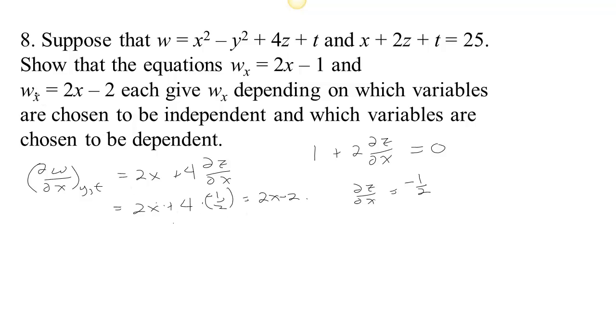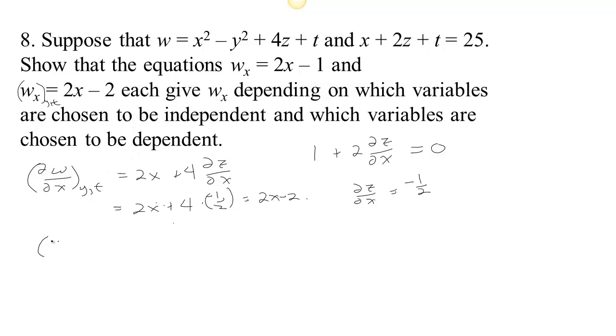Oh, so we see that w sub x, the partial with respect to x, is 2x minus 2 in the case where y and t are independent. So this is what they mean when they say wx is 2x minus 2. It must be when you treat y and t as also independent as well as x.